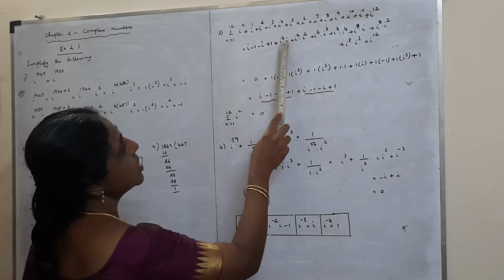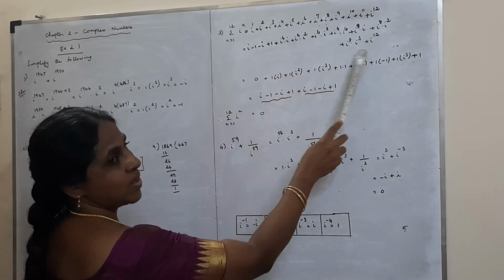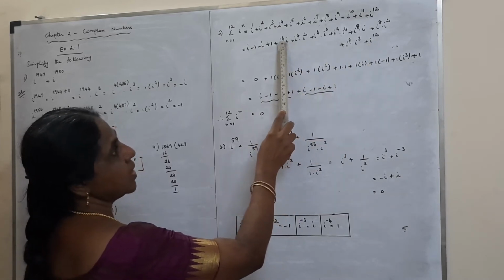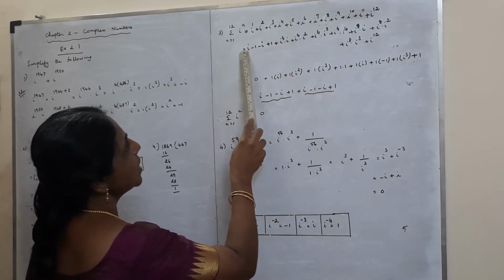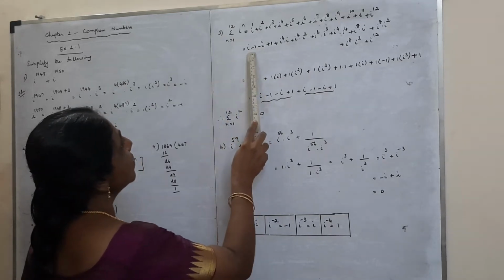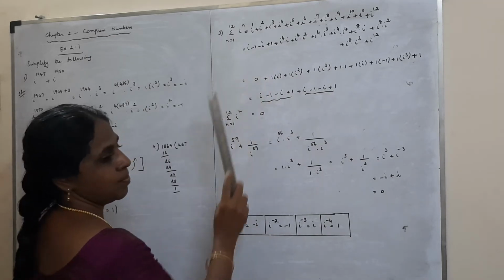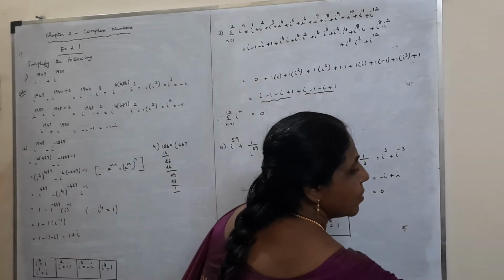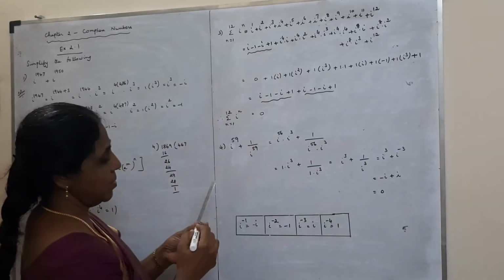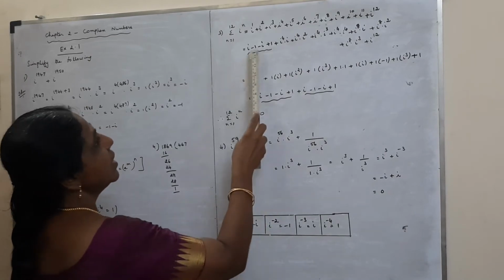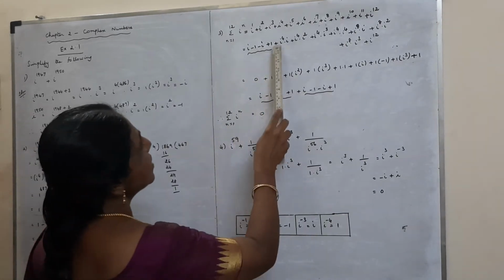Now i power 5 is i power 4 into i. All these we have split according to the product as i power 4 into i power the remainder. Now what happens in the first 4 terms? Plus i minus i gets cancelled. Minus 1 plus 1 gets cancelled. So the first 4 terms become 0.